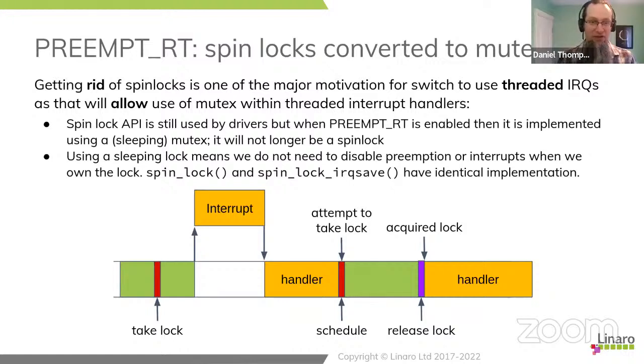The benefit they give us is that we can be preemptible for much more of the time, because now we have interrupts that can sleep naturally. We are able to convert those spin locks over into sleeping locks.